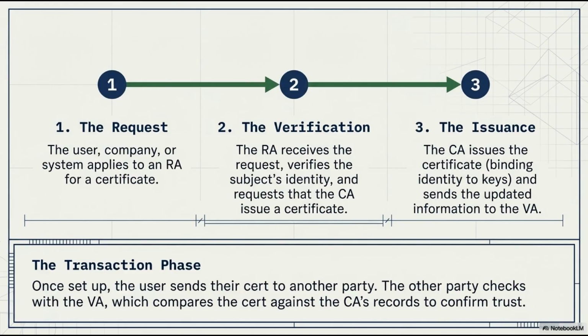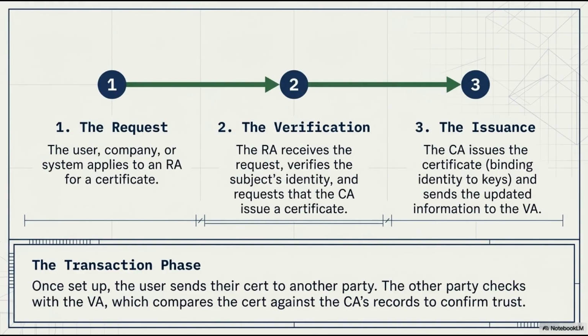Yeah, once the certificate is out there, the user sends it to another party, like, say, a customer trying to buy a pair of shoes online. That customer's web browser automatically checks with the VA. The VA compares the certificate against the CEO's official records to confirm trust. It's just a constant, ongoing background check happening every single time you load a web page. But that background check only works if your browser knows who to trust in the first place, right?